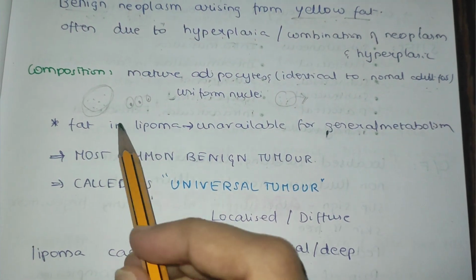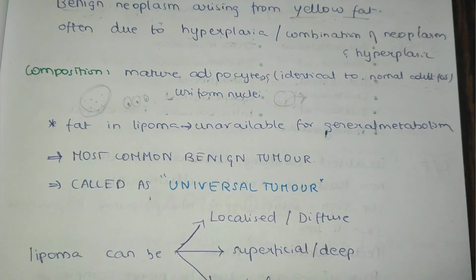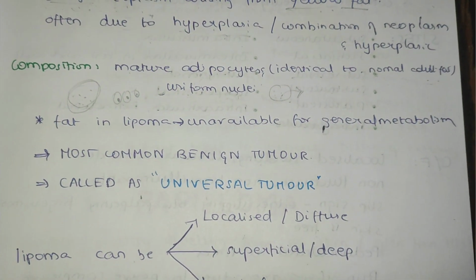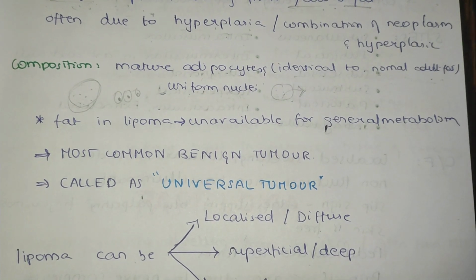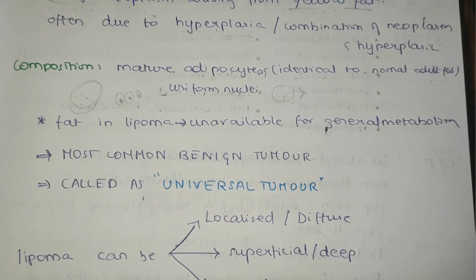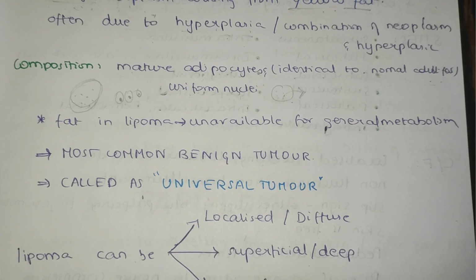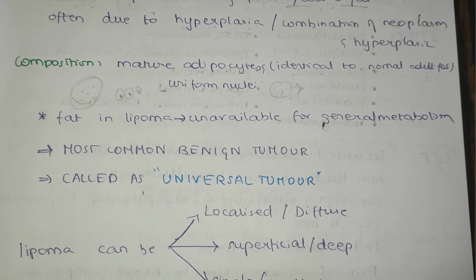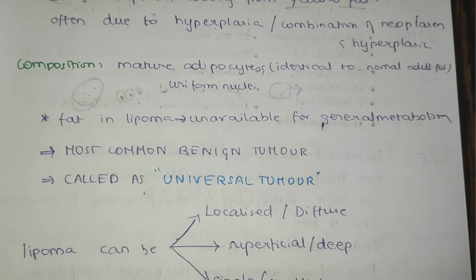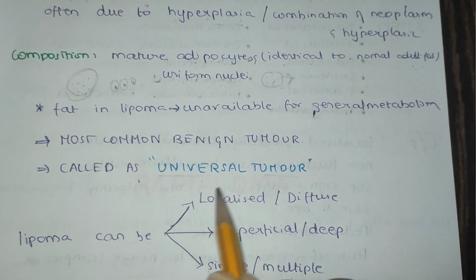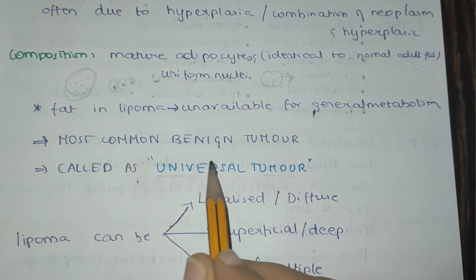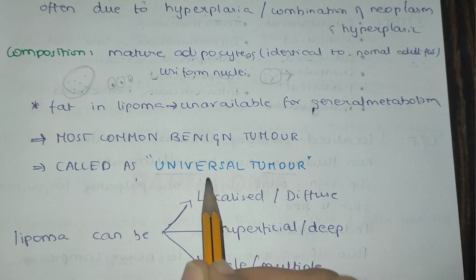So next, generally fat is utilized in metabolism when glucose is not present in the body or glycogen is deficient in the body, but in these cases the fat in the lipoma cannot be used for general metabolism. It is the most common benign tumor, and it is called the universal tumor because it occurs everywhere in the body except in the brain, so it is known as universal tumor.